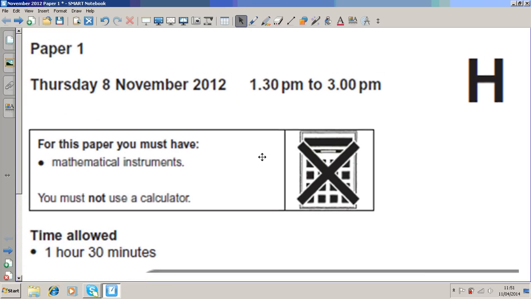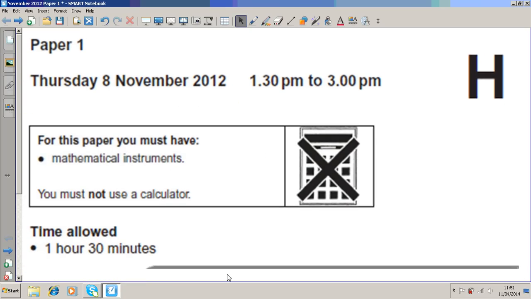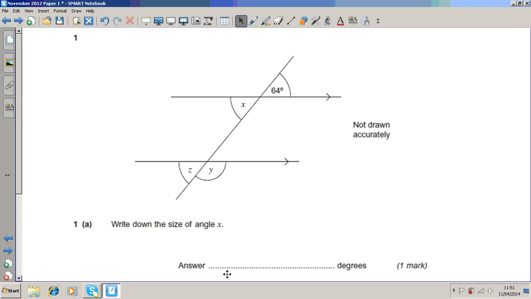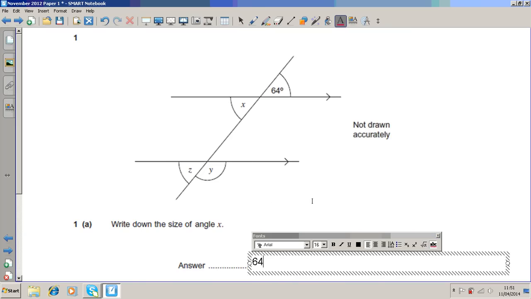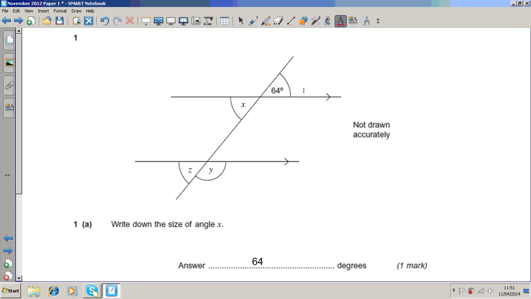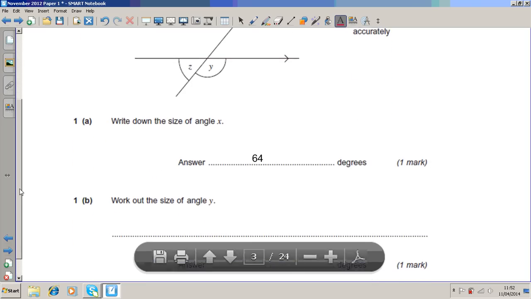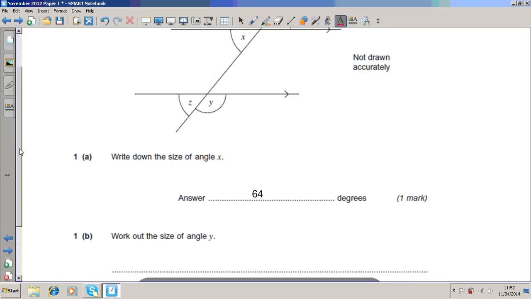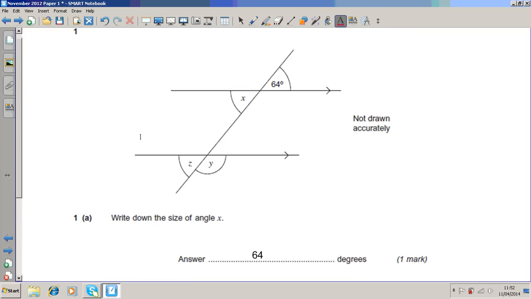Right, November 2012, paper 1, no calculator. Write down the size of angle x. It doesn't ask for reasons, so we can just put down the answer, which is 64. The reason is opposite angles at a point are equal to each other. What about angle y? Again, no reasons, it's 1 mark, so no reasons needed.